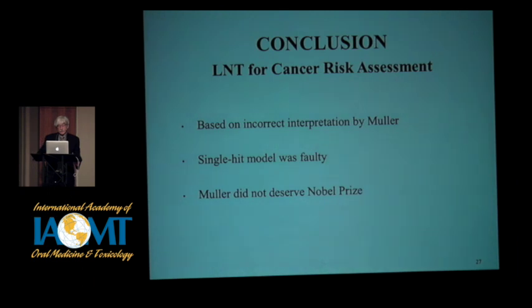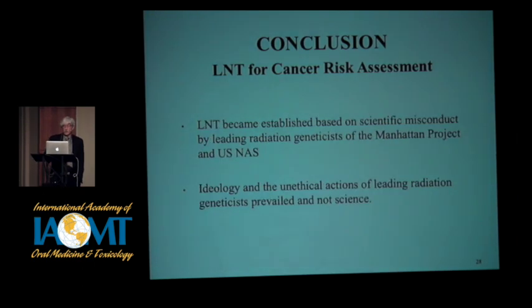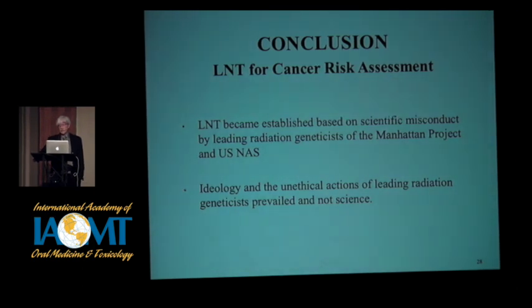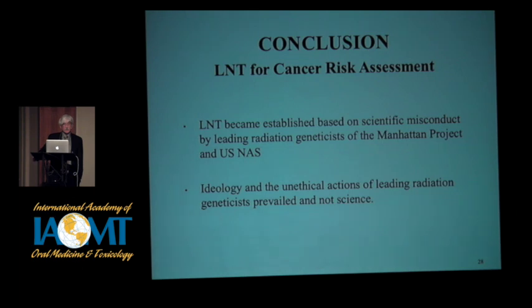And so basically, my conclusion is that the LNT for cancer risk assessment was really based on an initial wrong interpretation by Muller. The single-hit model was faulty, and Muller did not deserve his Nobel Prize. The LNT became established based on scientific misconduct by leading radiation geneticists of the Manhattan Project and the U.S. National Academy of Sciences. As you can imagine, I've had some battles with two presidents of the National Academy of Sciences.